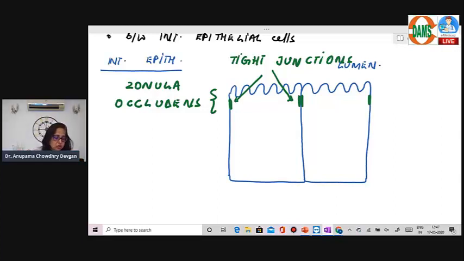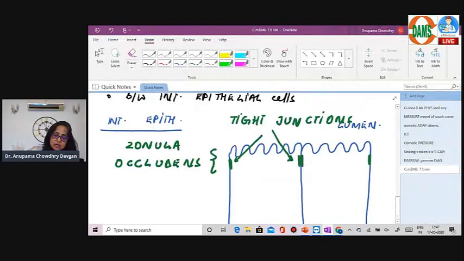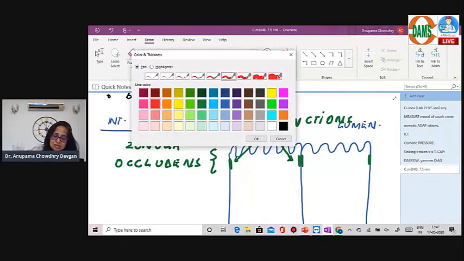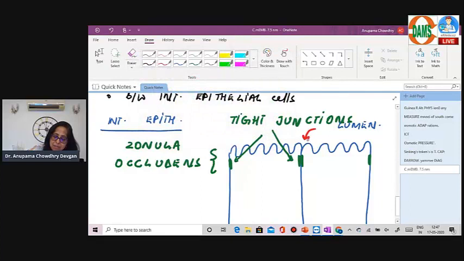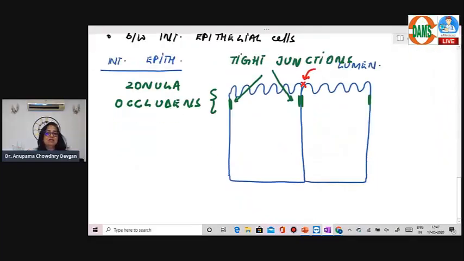So what is the advantage of the zonula occludens? The advantage is that it does not allow paracellular movement of substances. There is no paracellular movement which can happen. That is the advantage of the tight junctions. They do not allow substances to pass between the cells.